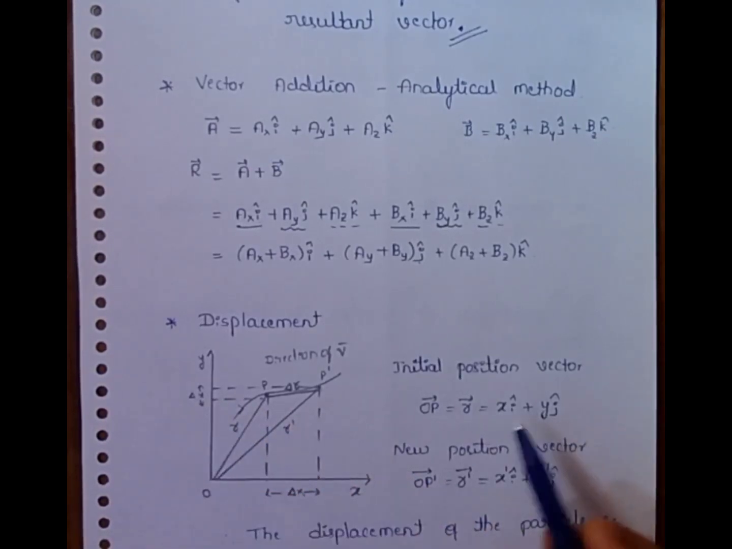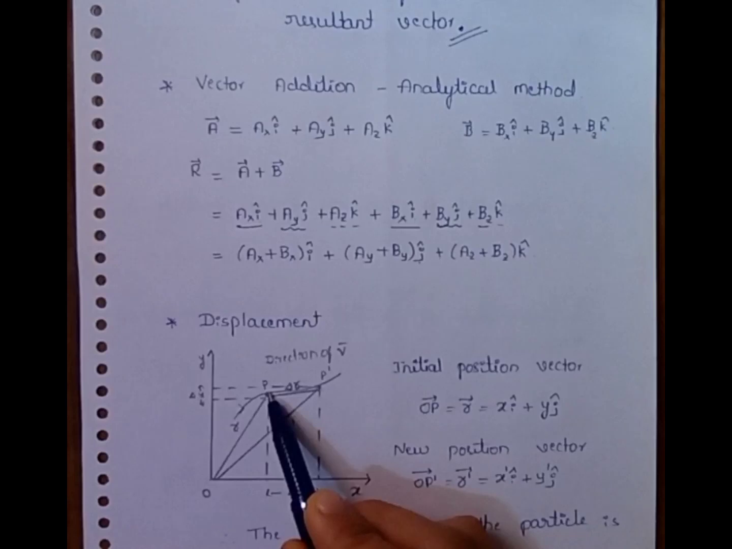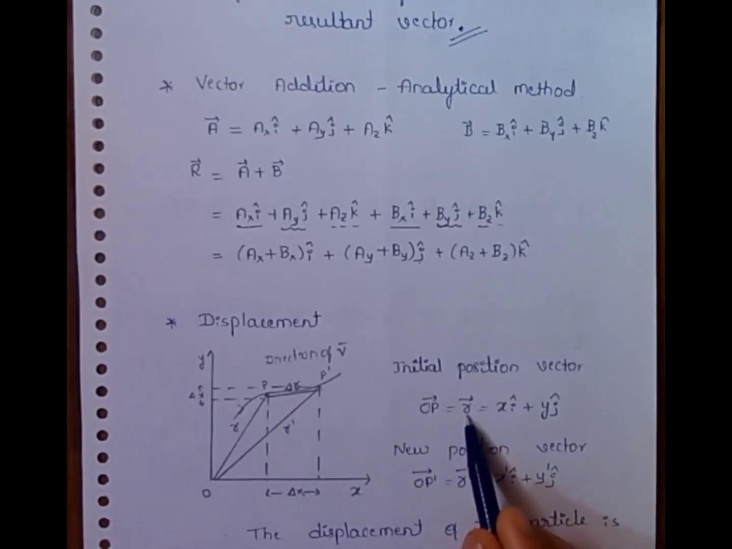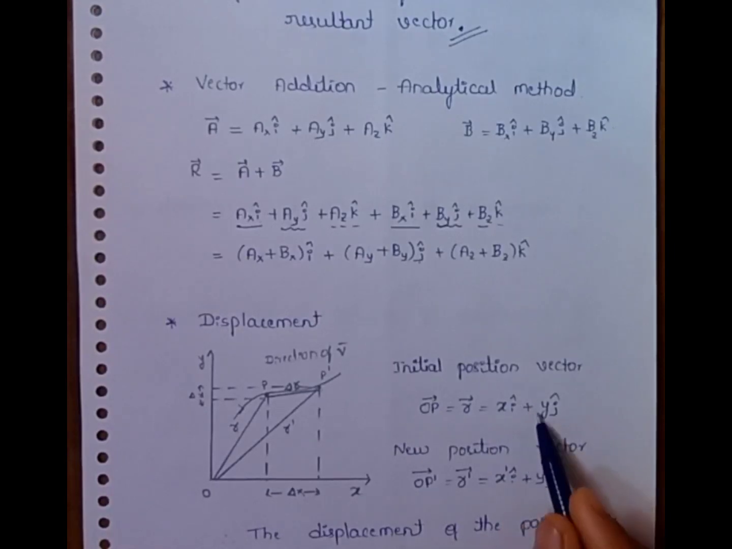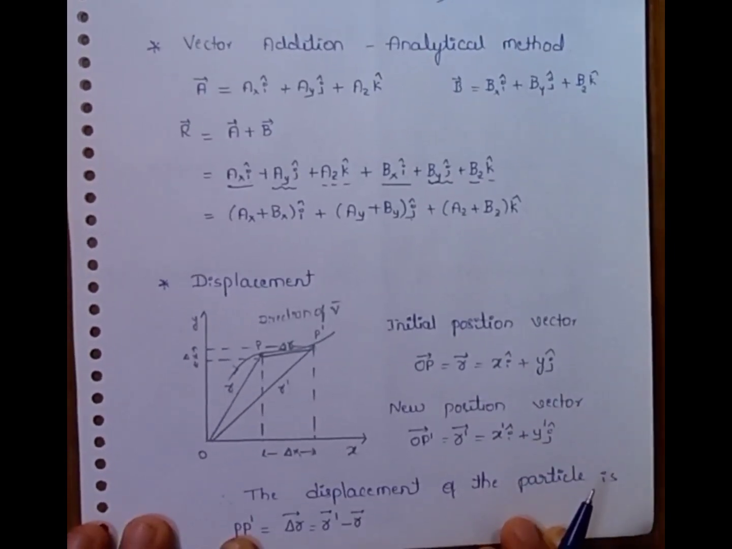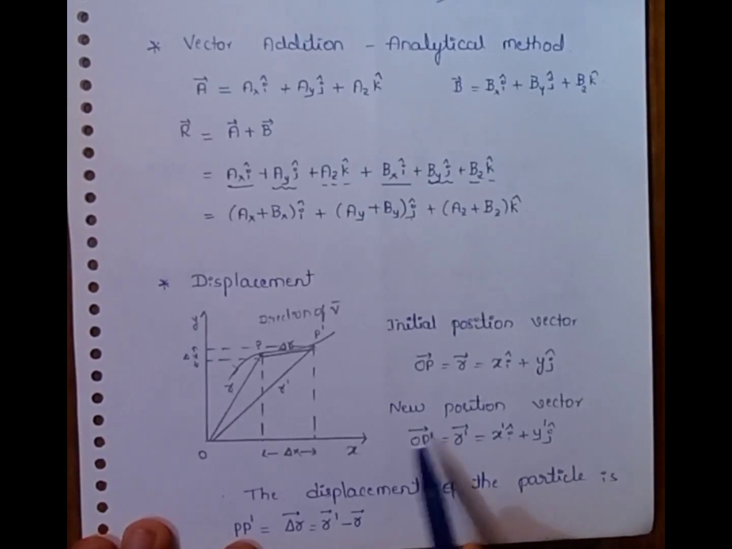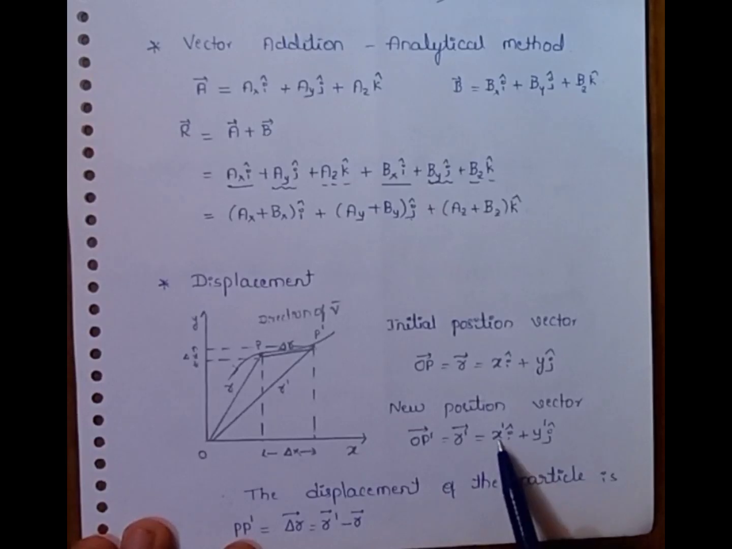Then how do we write the initial position vector? That one is OP, which is equal to vector R, which is equal to x i cap plus y j cap. Now how do we write the new position vector? OP dash. OP dash is equal to vector R dash, which is x dash i cap plus y dash j cap.